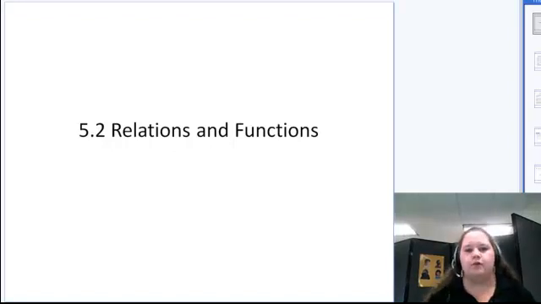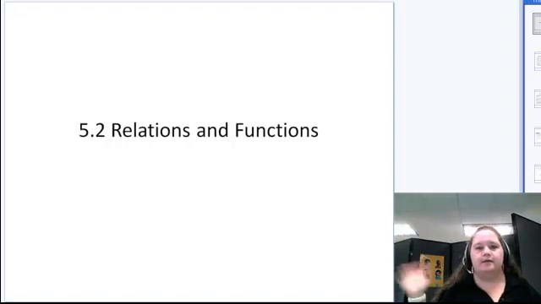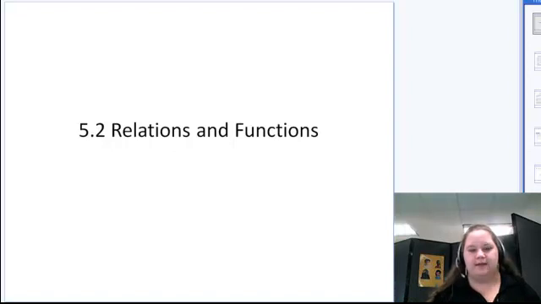We're going to be looking at 5.2, relations and functions. As you can see, the background is a little different because I'm not in the conference room anymore. I'm in the actual math room with the geometry class. Geometry class says hi. See, I'm not kidding.